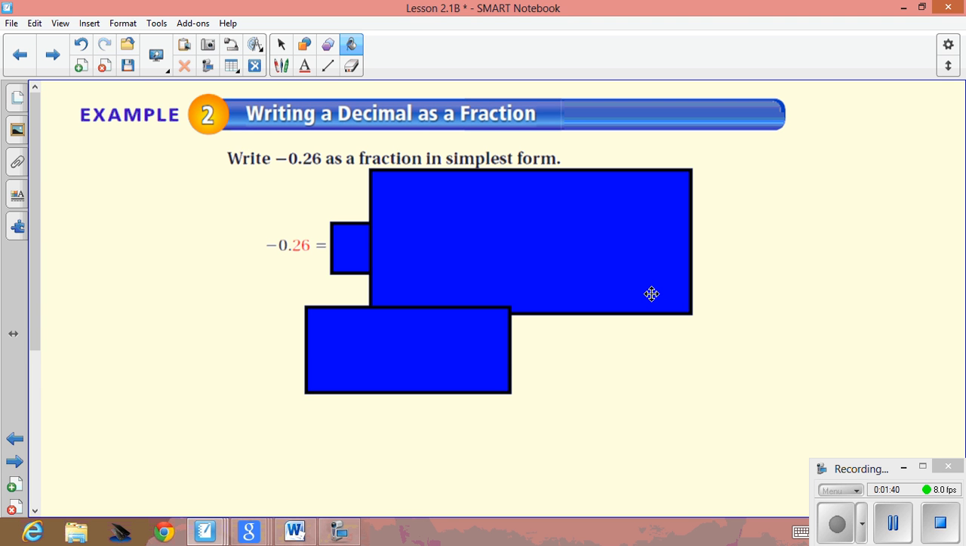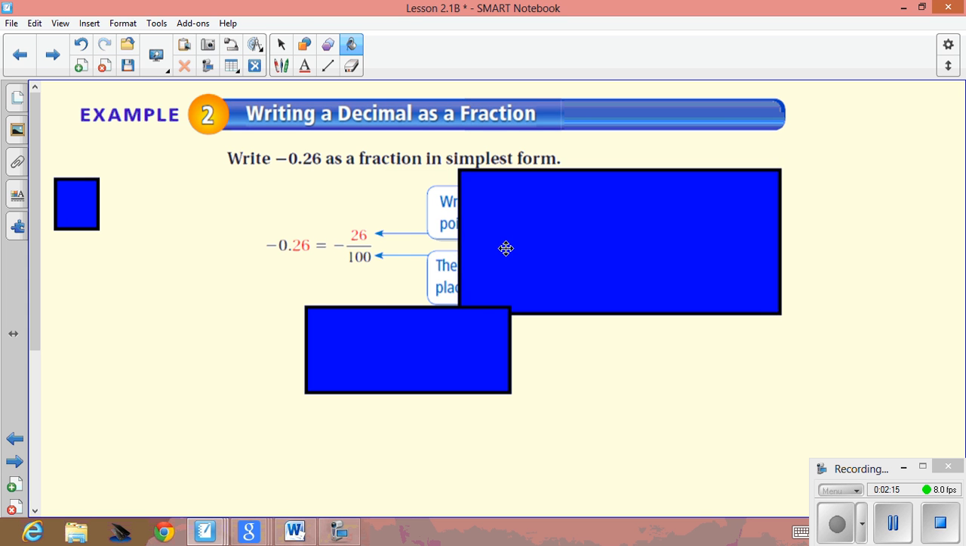Here's example number 1. We're going to take -26 hundredths and write it as a fraction in simplest form. So if you take a look, we have 2 decimal places, the tenths place and the hundredths place. The last place value tells us the denominator of our fraction. So we will have -26 over 100. If you say the fraction and the decimal right now, they should both sound the same. -26 hundredths, -26 hundredths.